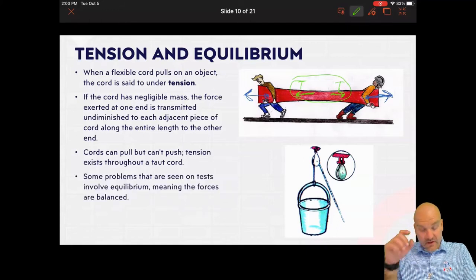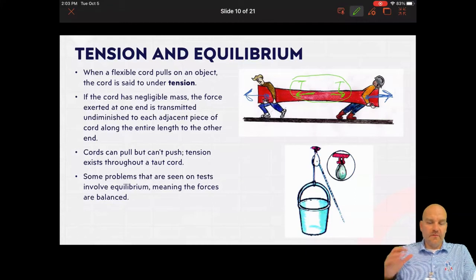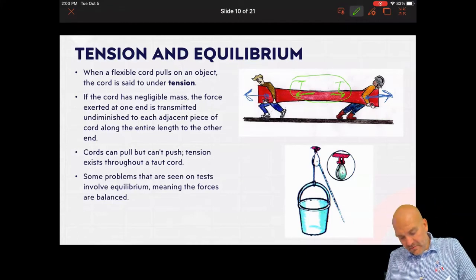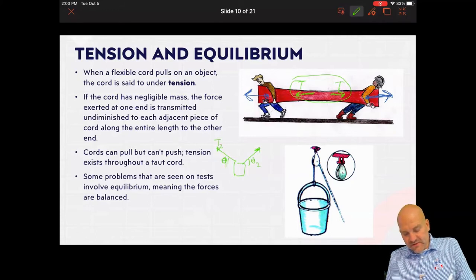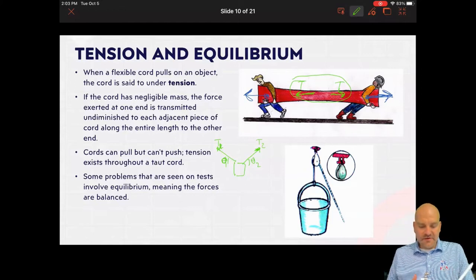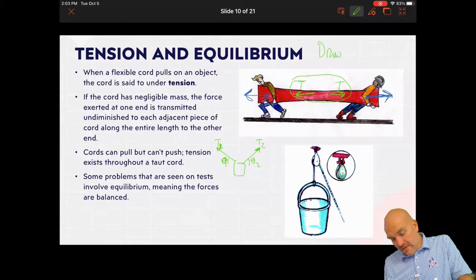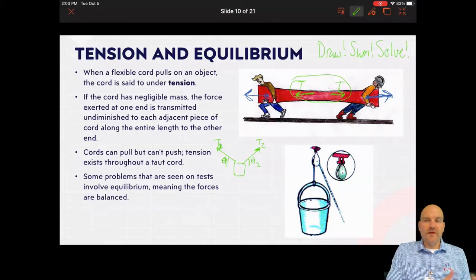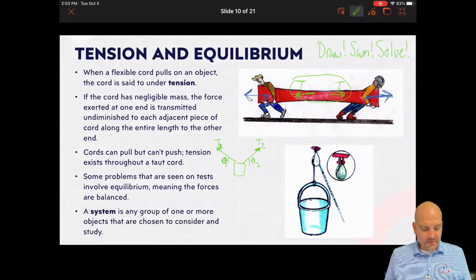Some problems that are seen on these tests will involve equilibrium, meaning, again, forces are all balanced. So that would be like if I was hanging a picture, and I have strings coming off of the picture at angles, right? And they would probably ask me, what's the tension in 1 and what's the tension in 2? All right, but again, just remember the basic problem-solving strategy: draw, sum, solve. Right, so draw the free body diagram, sum the forces in each direction, solve.